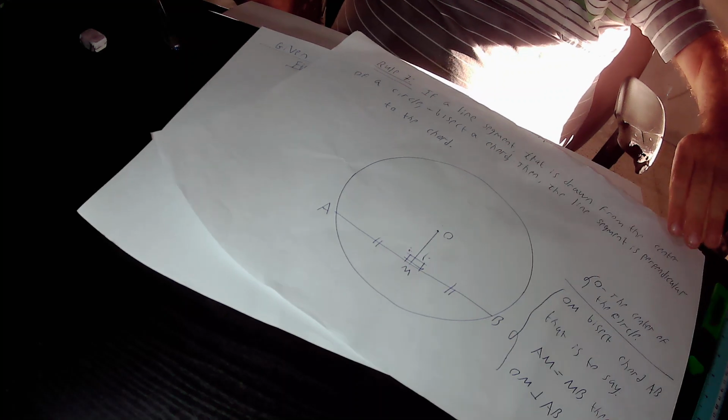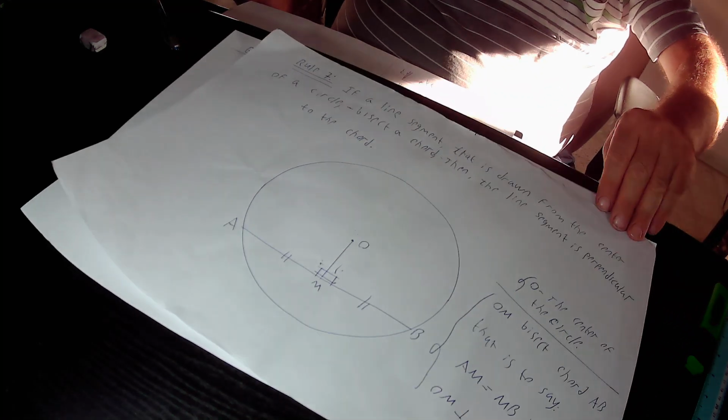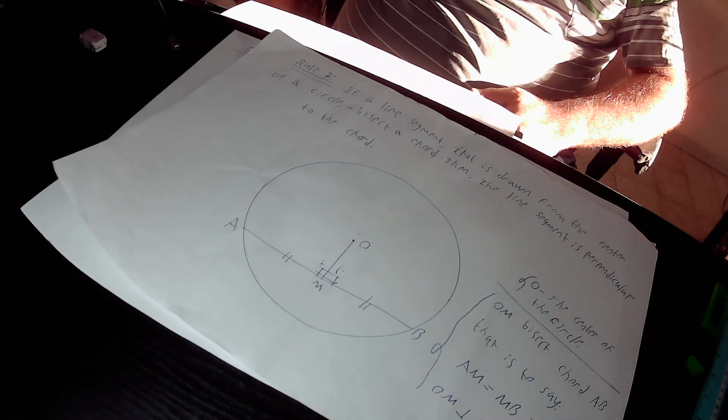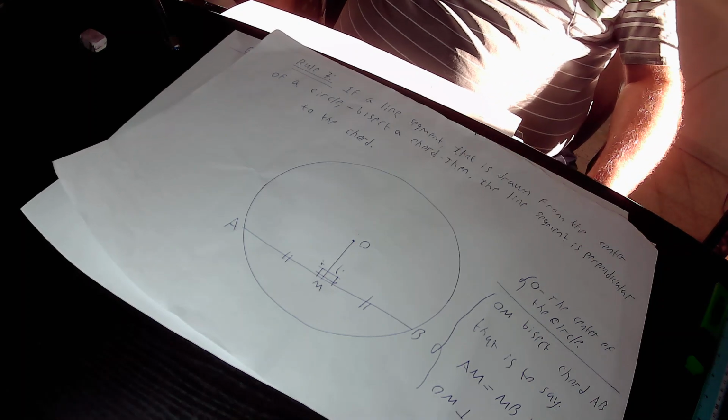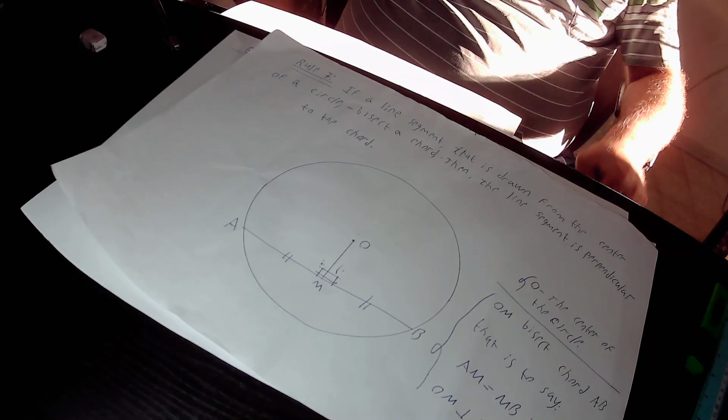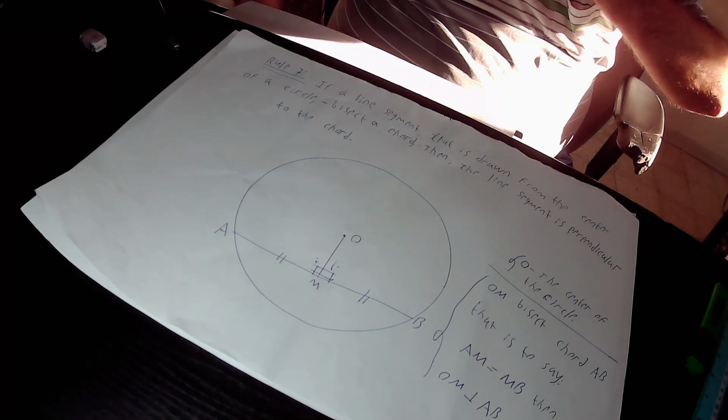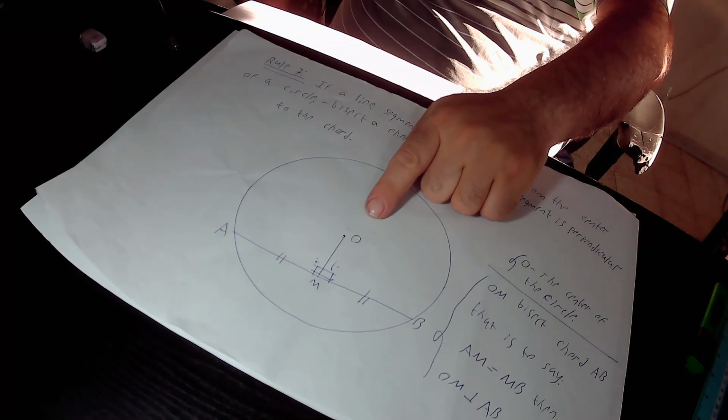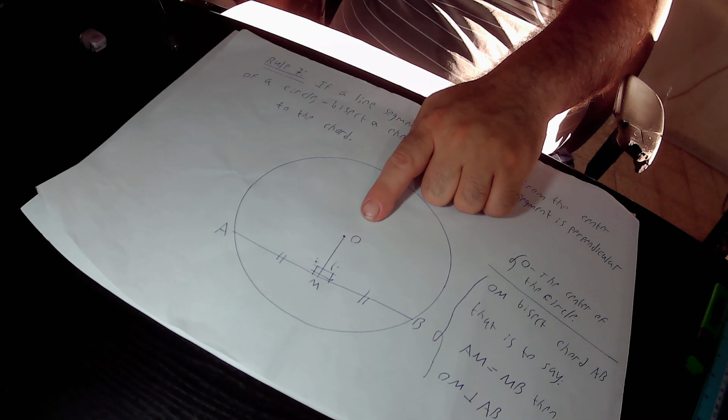According to rule 7, if a line segment that is drawn from the center of the circle bisects the chord, then the line segment will be also perpendicular to that chord. So in the drawing you have a circle, and this is point O, that is the center of the circle.